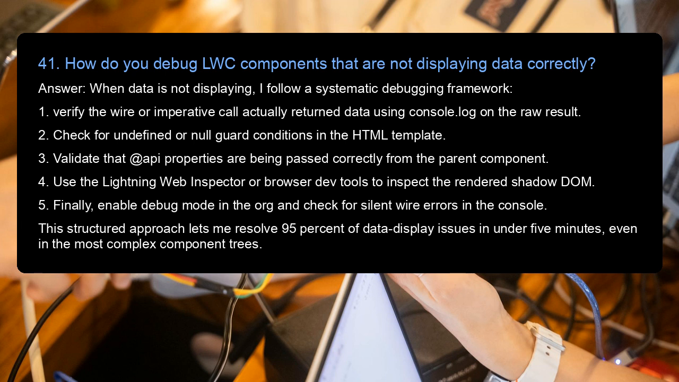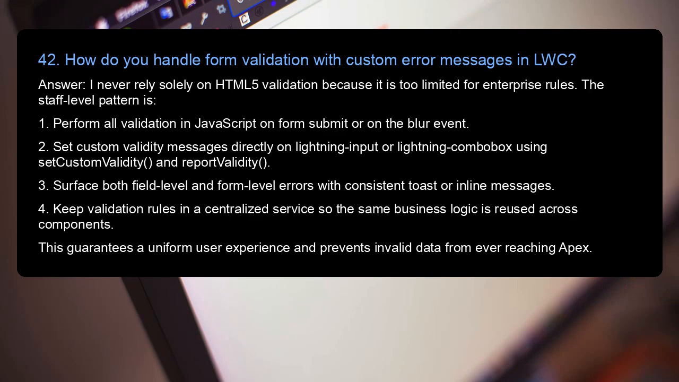4. Use the Lightning Web Inspector or browser dev tools to inspect the rendered shadow DOM. 5. Finally, enable debug mode in the org and check for silent wire errors in the console. This structured approach lets me resolve 95% of data display issues in under 5 minutes, even in the most complex component trees. 42. How do you handle form validation with custom error messages in LWC?